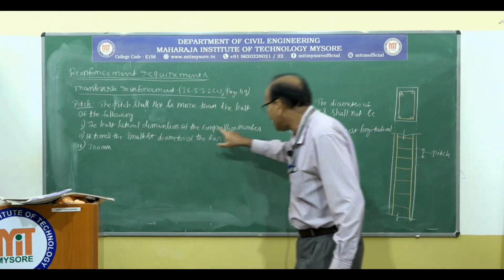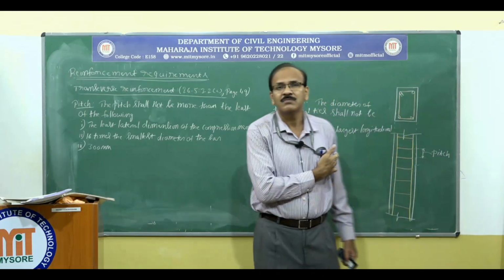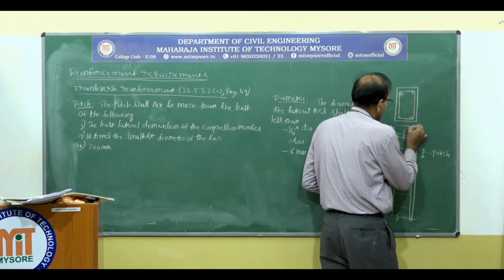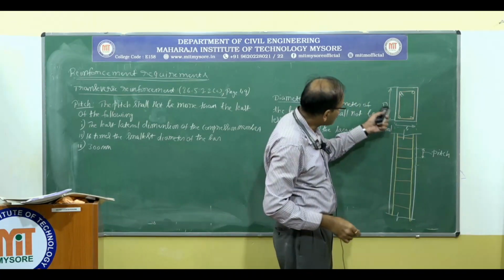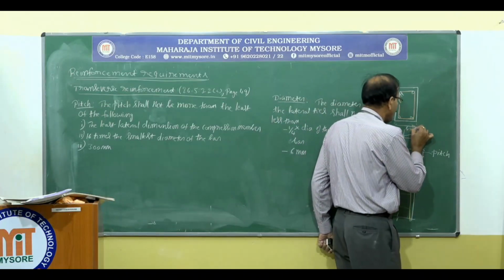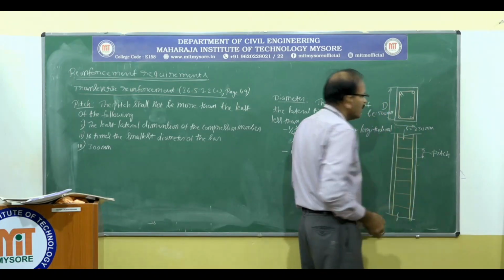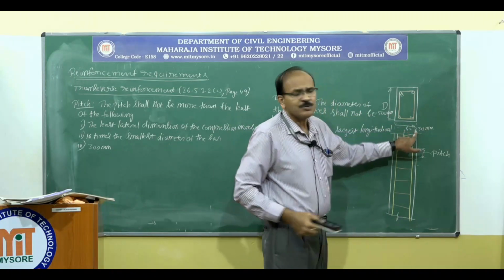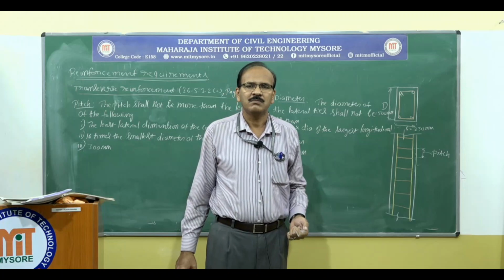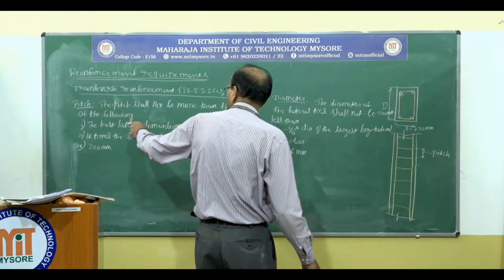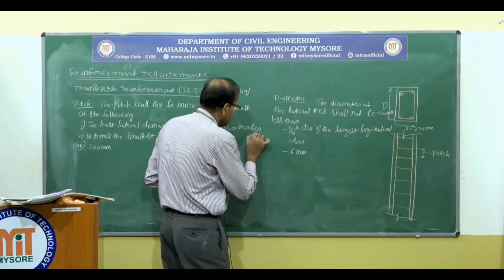It says the least lateral dimension of the compression member. If I take this rectangular section, this is the width B and this is the overall depth D, which is greater than B. Say for example B is 250 mm and D equal to 500 millimeter. Out of these two, this is the smaller one, so this is the least lateral dimension of the column. Is it clear to you? So the code says the least lateral dimension of the compression member, that is, in this case, say 250 mm.